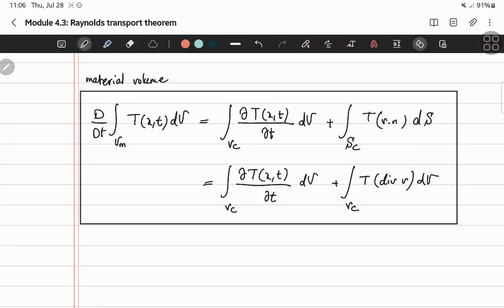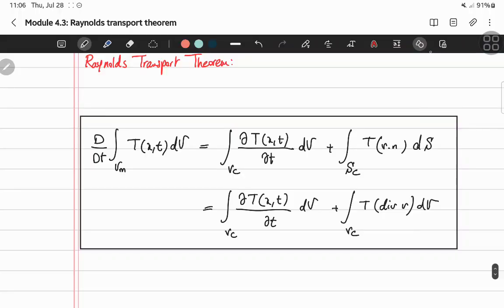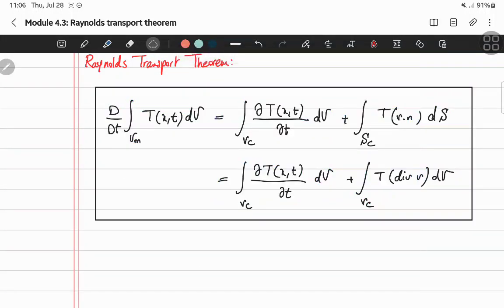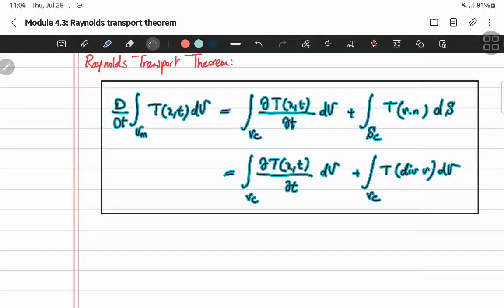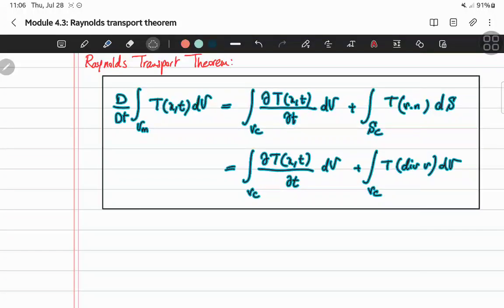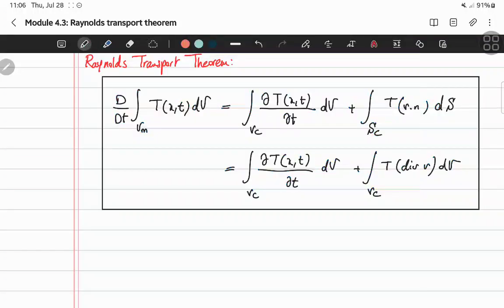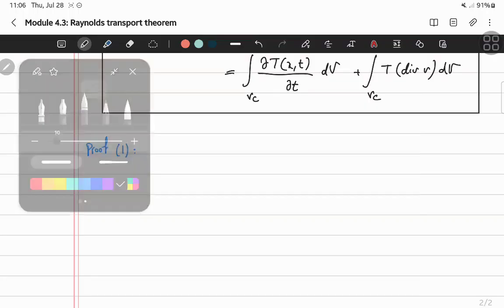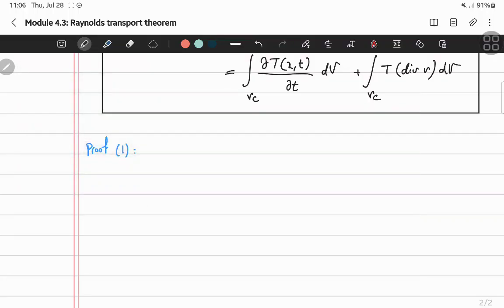We will provide a proof in a minute. So this is the whole theorem. All right. So let's get started here with the proof. This is the first approach, proving the Reynolds transport theorem.